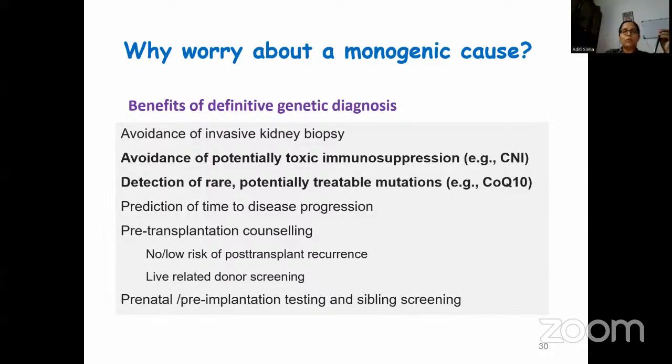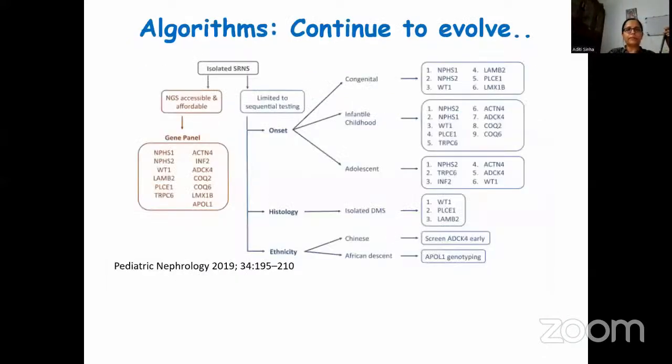We would be able to counsel the families better so that they can prepare for the future ahead of them. Then we could offer pre-transplantation counseling and donor screening in an appropriate manner. For example, the mother of a boy with a COL4A5 variant who progresses to kidney failure should not donate her kidney to her child, because she herself is at some risk of kidney failure in the future. It also offers the option of prenatal and pre-implantation testing as well as sibling testing if required.